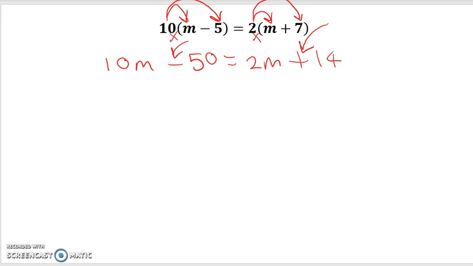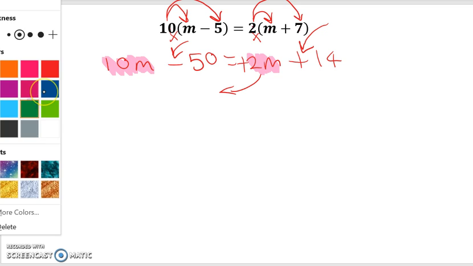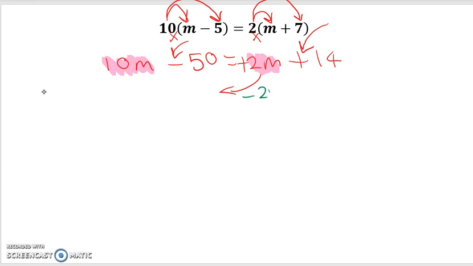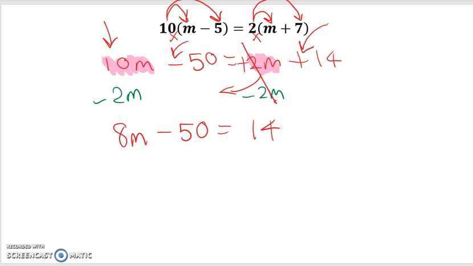And now I'm going to combine or try to move this 2m over to the 10m because I like the small term to go to the big term. And this is a positive 2m. So the way that I'll reverse a positive 2m, or adding 2m, is to subtract 2m. I'm going to subtract 2m from both sides, and then 10m minus 2m gives me 8m. I haven't touched the minus 50, so it drops down. 2m minus 2m is now 0, so I'm left with positive 14.